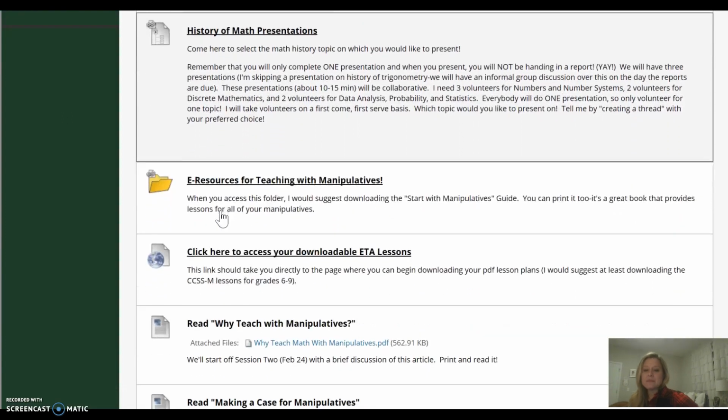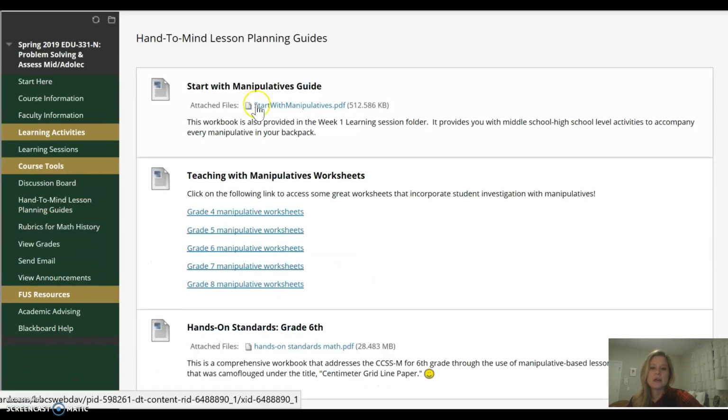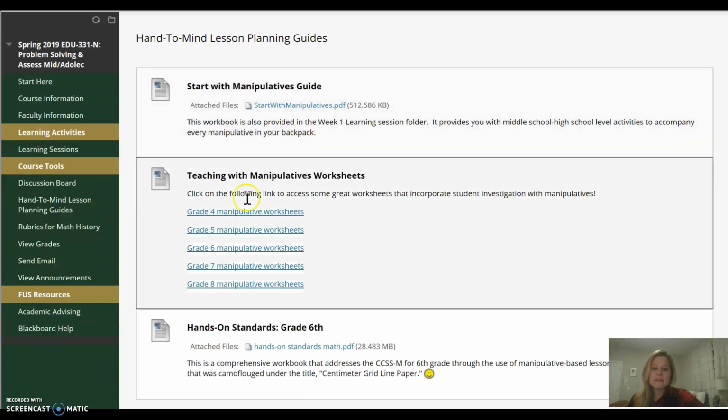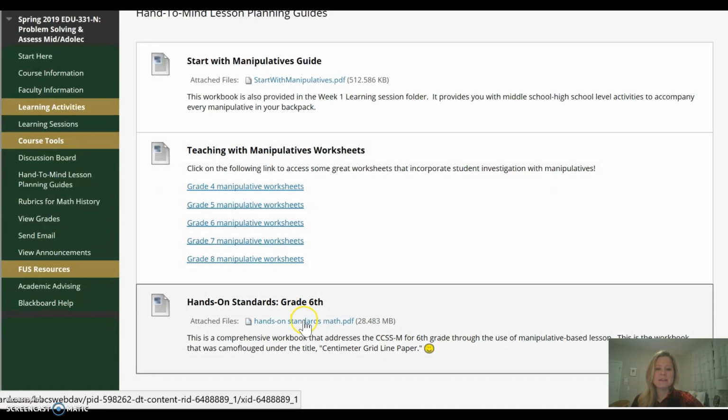I mentioned that there are a lot of e-resources that come with purchase of that backpack, and here they are. There's the Start with Manipulatives guide, at least download it, perhaps print it. Then there are links that will take you to the Hand to Mind website and give you access to a slew of wonderful worksheets. These will be extremely useful when you are creating your math unit because I expect one of your lessons to include physical and concrete manipulatives.